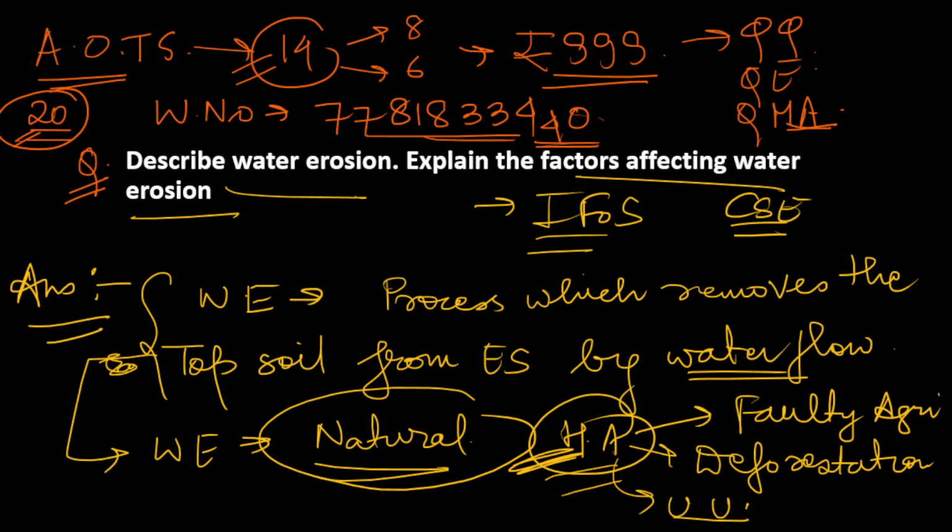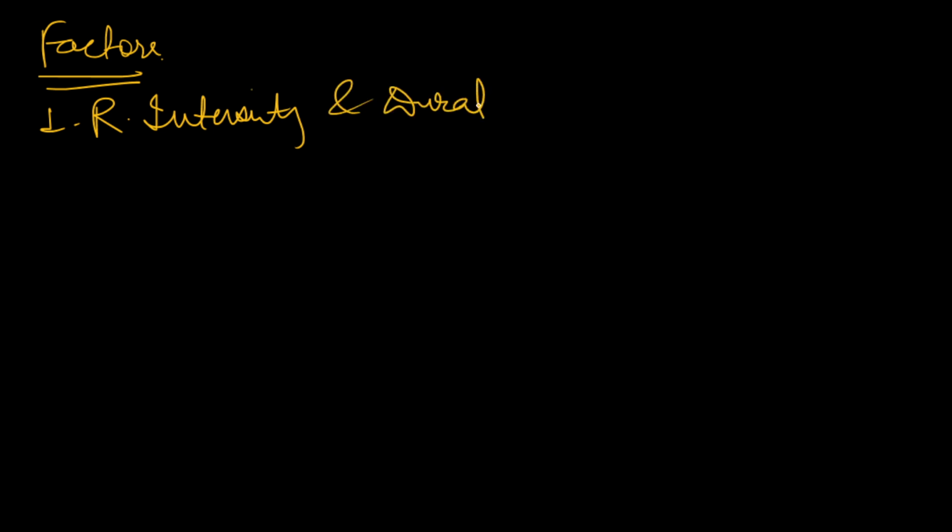Now the second part of the question is asking us about factors affecting water erosion. So what are the factors? We will see it. So the first factor will obviously be rainfall intensity and duration. For how long the rainfall is, what was the intensity of rainfall, obviously it will have an impact.